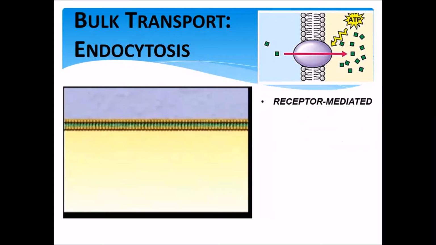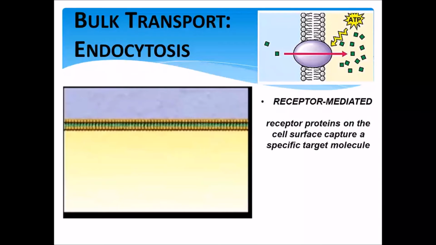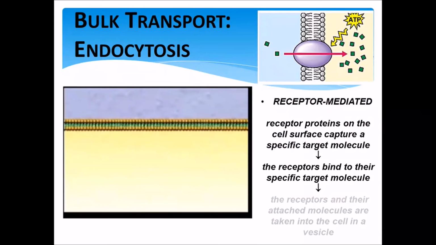Receptor-mediated endocytosis is a form of endocytosis in which receptor proteins on the cell surface are used to capture a specific target molecule. The receptors, which are transmembrane proteins, cluster in regions of the plasma membrane known as coated pits. This name comes from layers of proteins called coat proteins, which are found on the cytoplasmic side of the pit. When the receptors bind to their specific target molecule, endocytosis is triggered and the receptors and their attached molecules are taken into the cell in a vesicle.